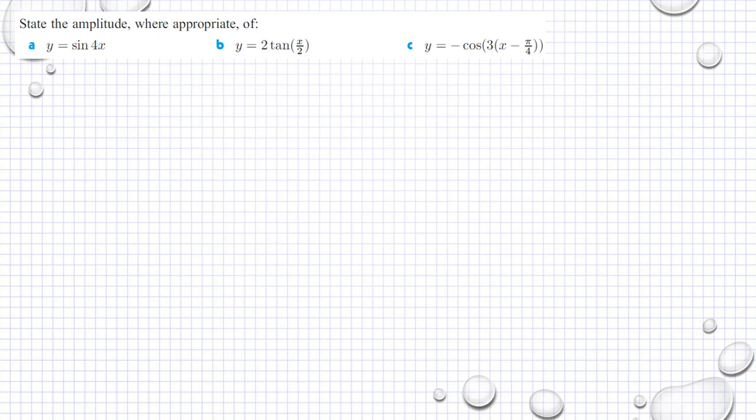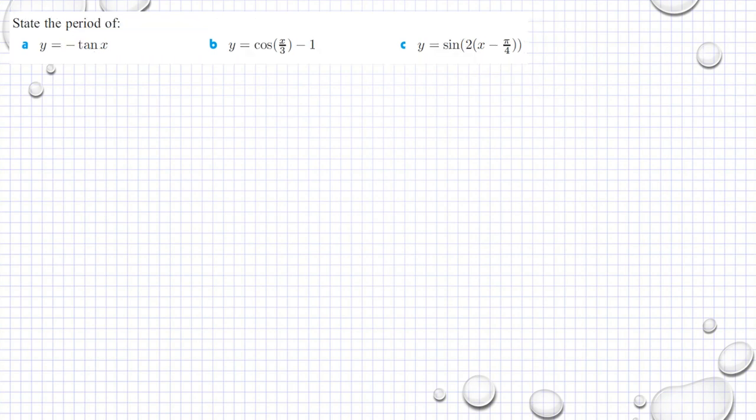Amplitude. We have now the cosine, so we have y is equal to a. Our amplitude is equal to the absolute value of negative 1, which is 1. Next example. Our cosine here, state the period.